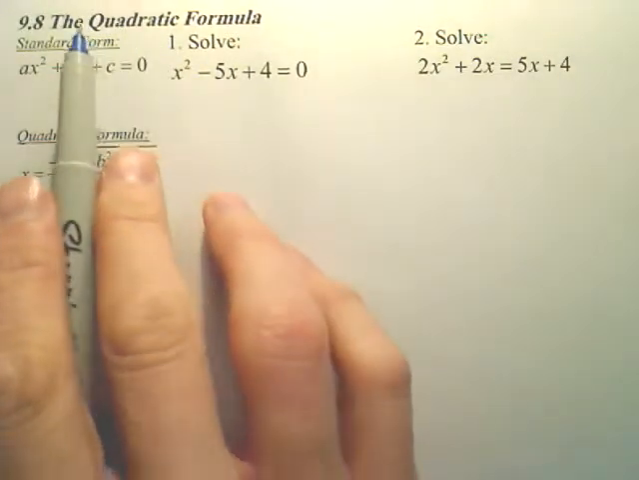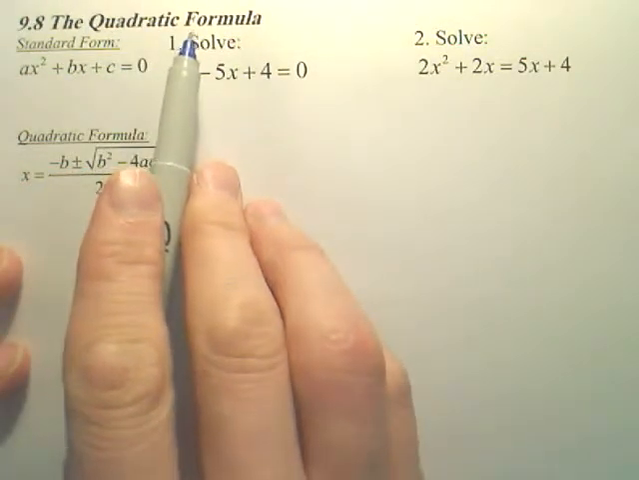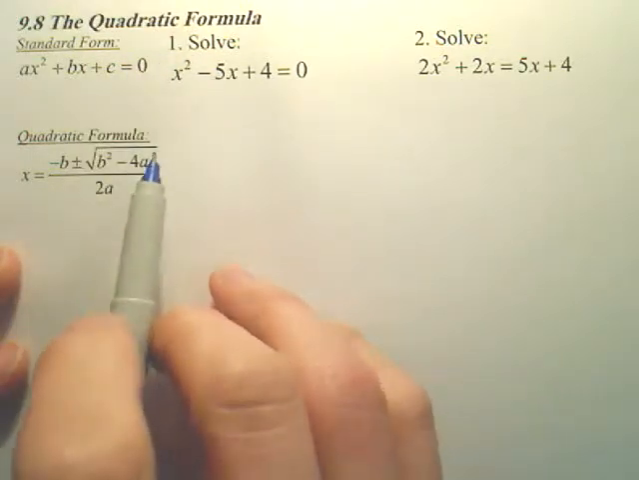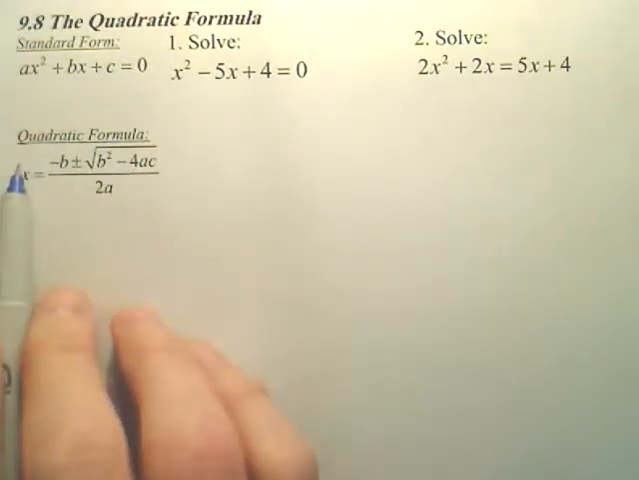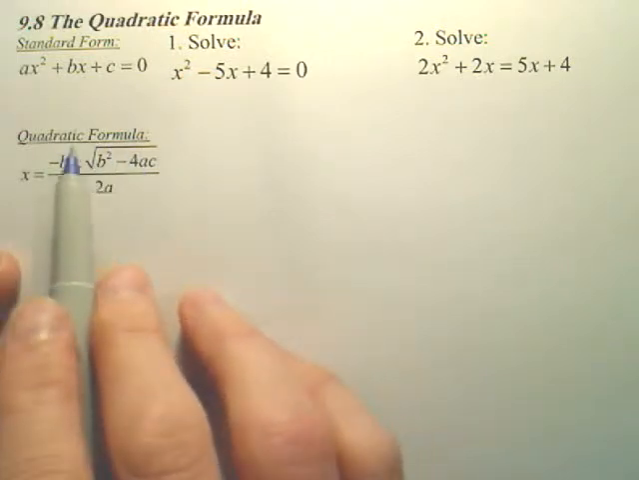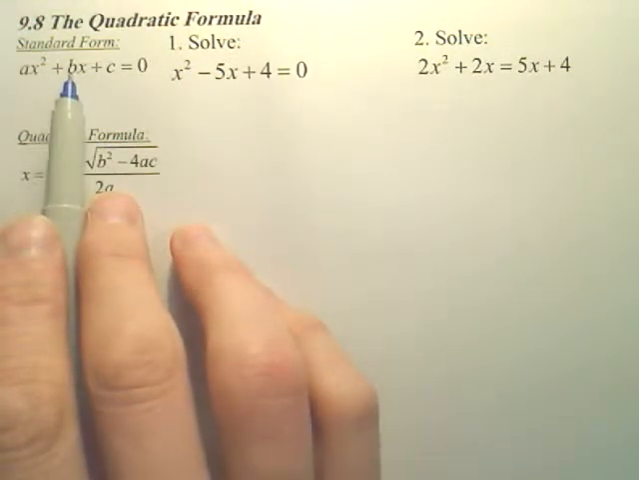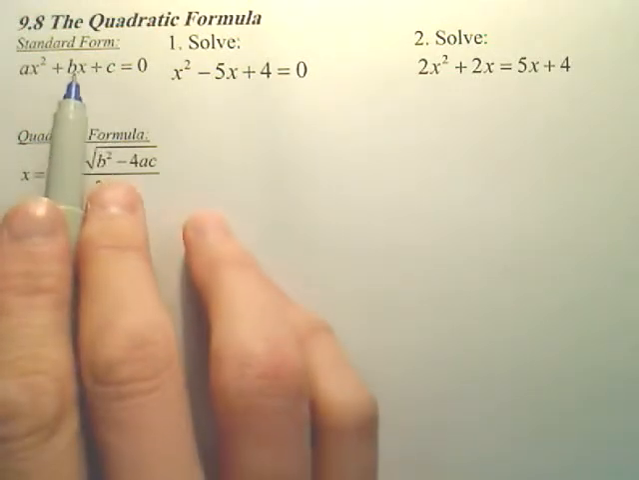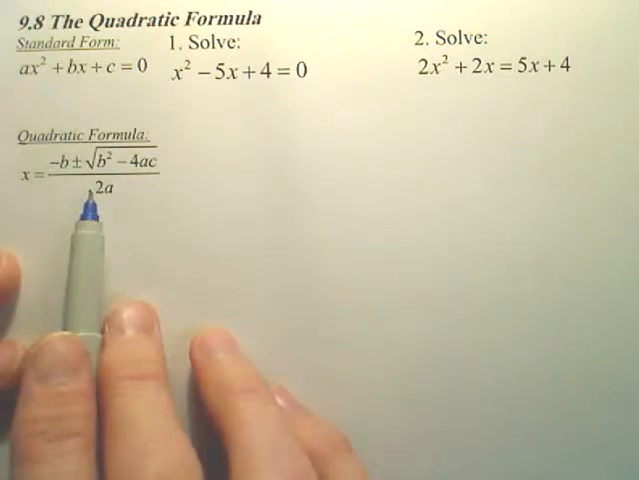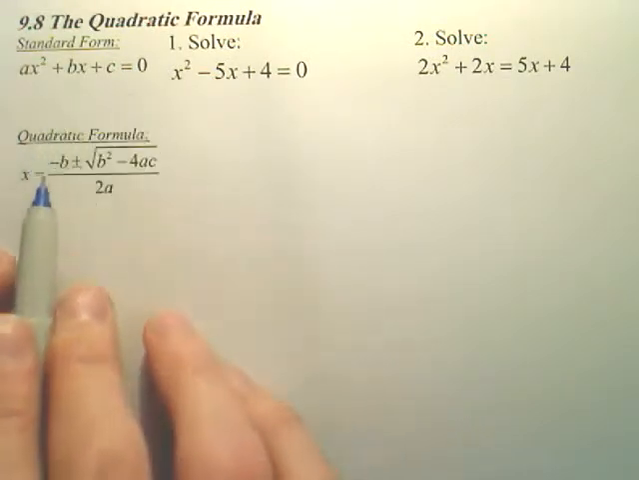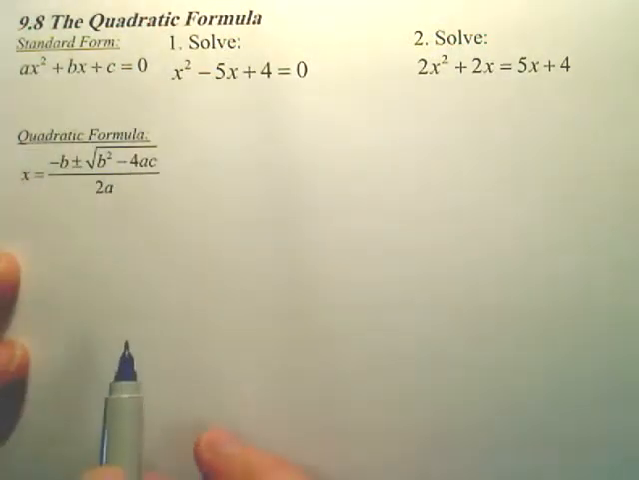Alright, last time we solved by completing the square, factoring, and square rooting. Now we're going to solve by this formula, the quadratic formula. This formula came about by completing the square, and don't worry about that. We're not going to show it to you right now, but when you do completing the square, this formula comes up. And then if you just plug in your ABCs, you can find x.